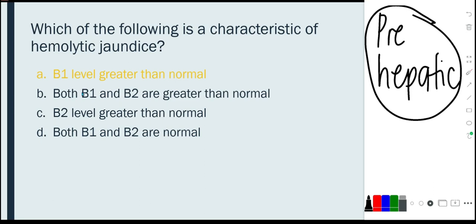For letter B, guys, if both B1 and B2 are greater than normal, this will be associated with your post-hepatic jaundice. But actually, when we talk about post-hepatic jaundice, mas higher ang tendency nga nagsaka si B2 compared kay B1. If either B1 or B2 is increased, then it could be because of hepatic jaundice, and depende na siya kung ang naging problem is with the uptake, with the conjugation, or with the secretion of your bilirubin.